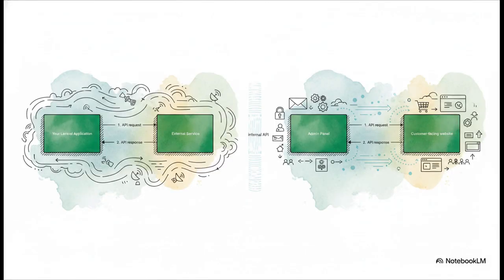But here's the really cool part. APIs aren't just for hooking into third-party tools on the outside. They are absolutely perfect for separating your own internal architecture, too. You might have a customer-facing website and a totally separate employee admin panel. By having them communicate through an internal API, you keep those systems completely independent. If you totally overhaul how the customer website works, your admin panel doesn't randomly break because it's only ever interacting with that stable API bridge.